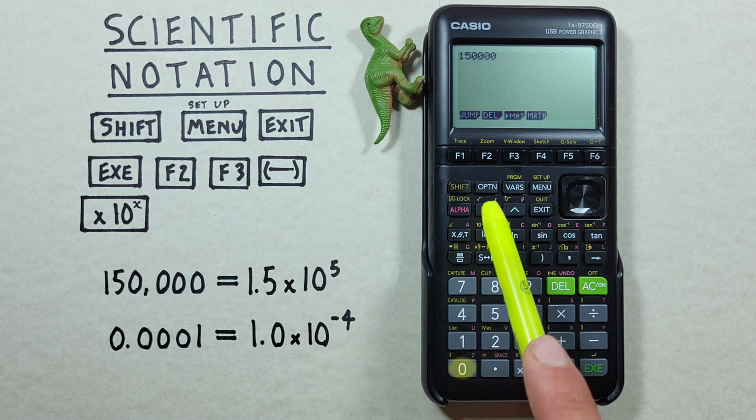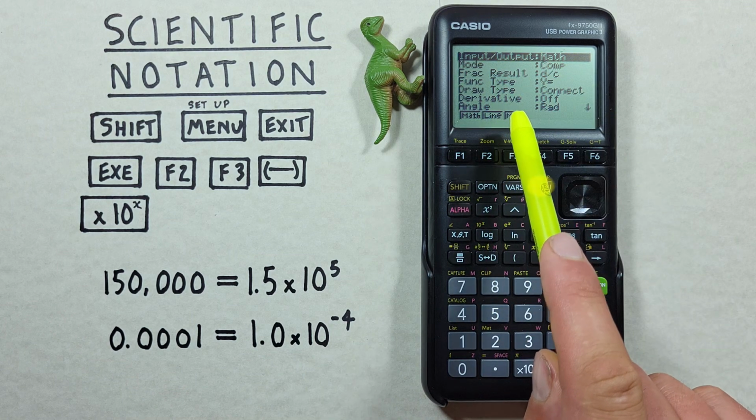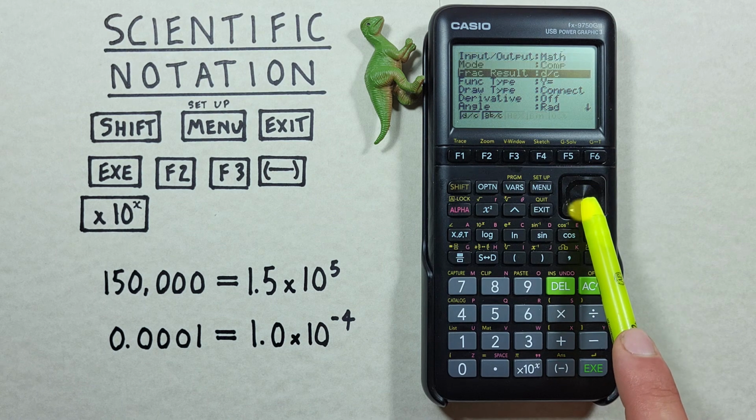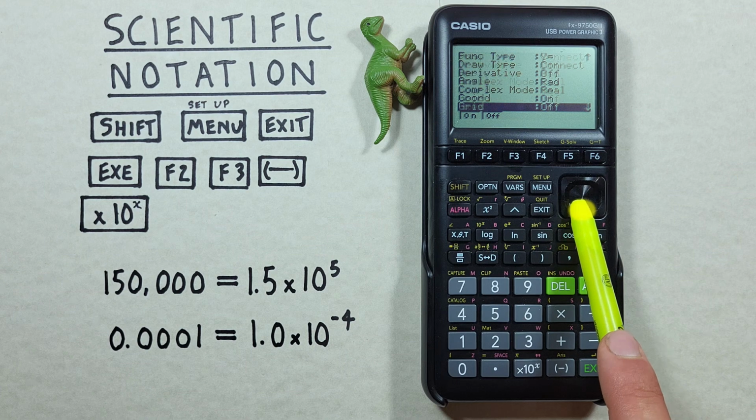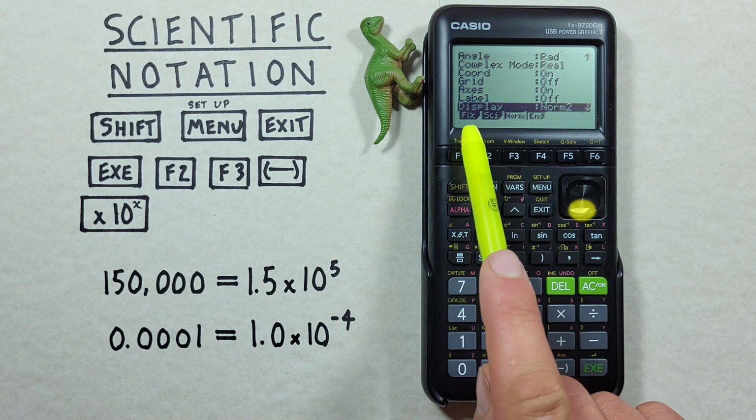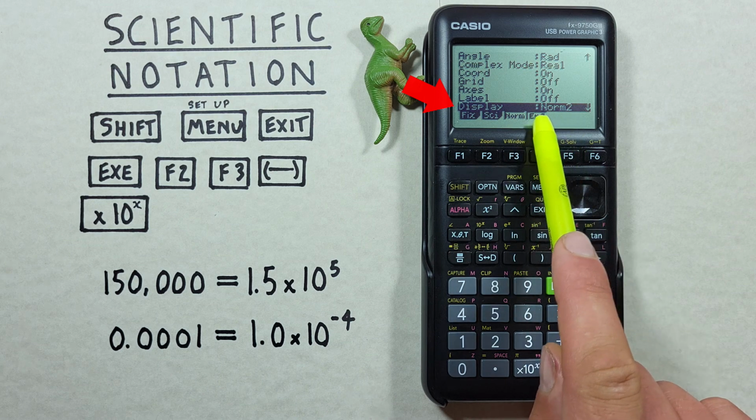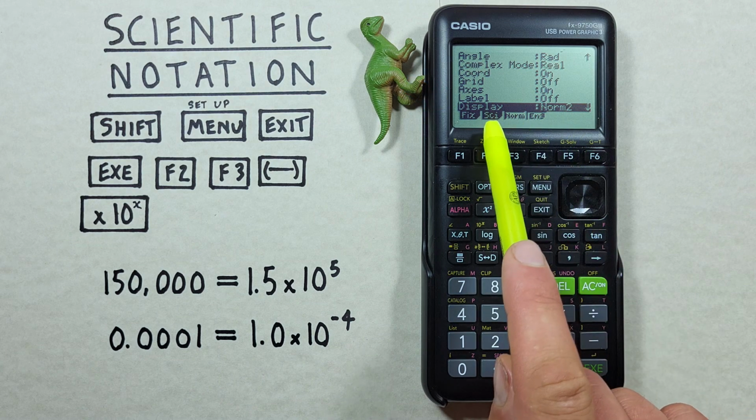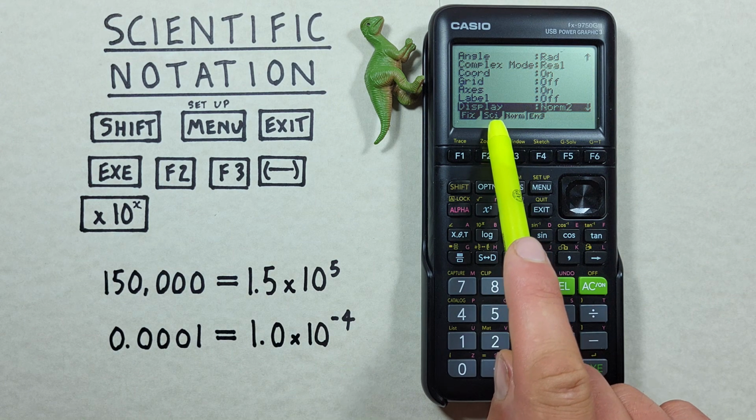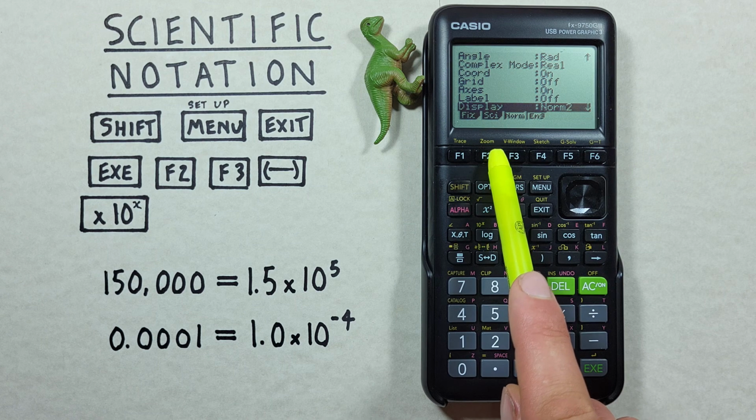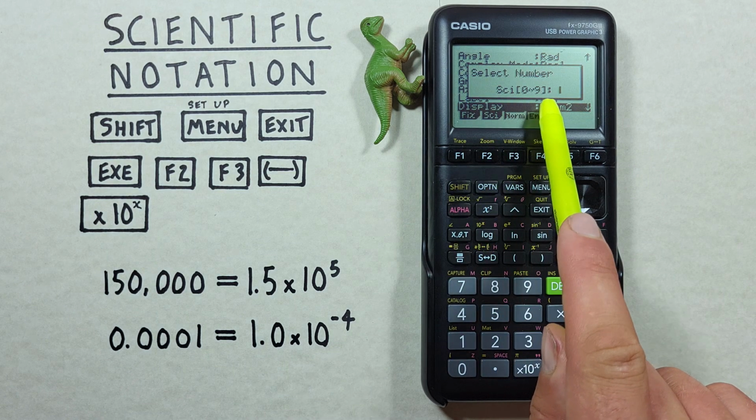And then we want to go Shift, Menu, which will bring us to this menu here. Now we need to scroll down until we get to the display option. Usually it's set to normal or normal 2. We need to change that to scientific notation mode. So we see here, SCI or scientific notation is under F2. So we'll press that. And then it'll ask us to select a number.